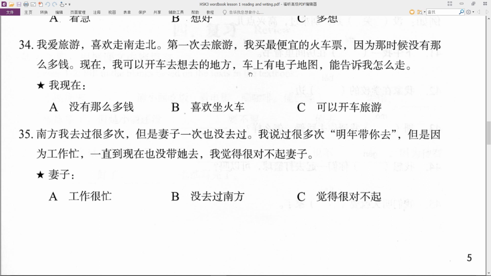车上有电子地图, 车, car, 上, on, or in the car, 有, has, 电子, electronic, 地图, map, we have electronic map. I'm sure in English we don't say electronic, but I forgot how we say that. Anyway, just like a Google map, they can guide you to the place. In Chinese, we say 电子地图, electronic map. 能告诉我怎么走? 能, can, 告诉, tell, 我, can tell me how to get there, how we travel, 怎么, how.